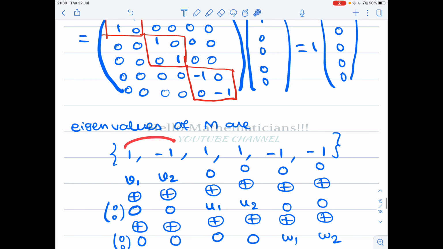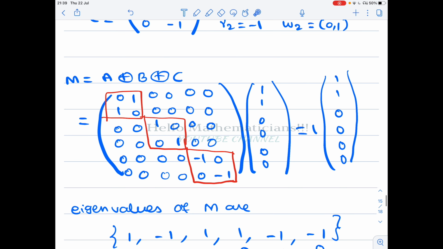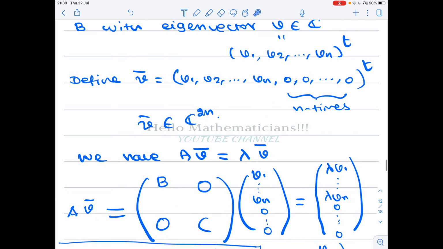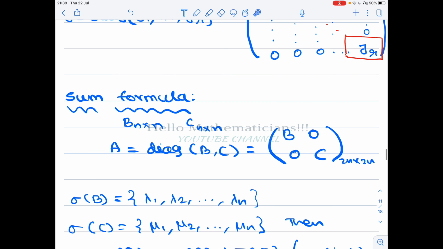You just need to take the eigenvalues with multiplicity as it is. Okay, I hope you understand how to get the eigenvalues and eigenvectors of a block matrix if you know the eigenvalues and the eigenvectors of the diagonal blocks. Okay, so this is the idea. We're going to use this idea to calculate some more things.